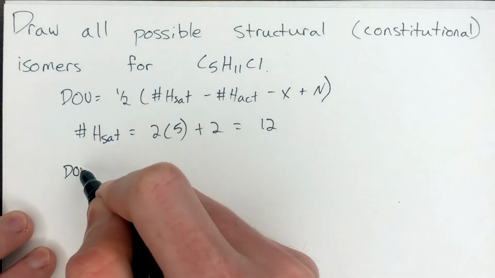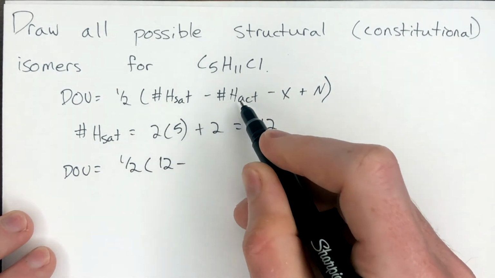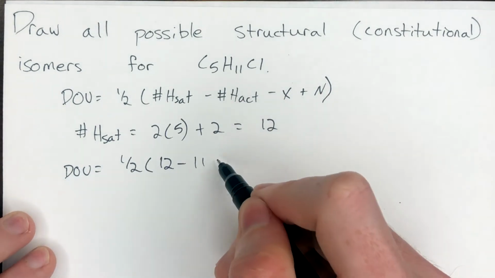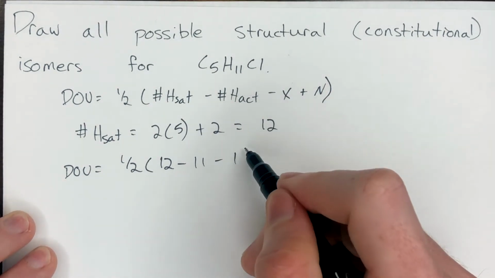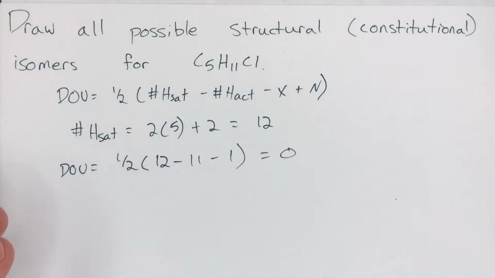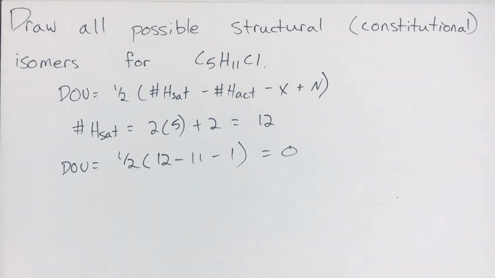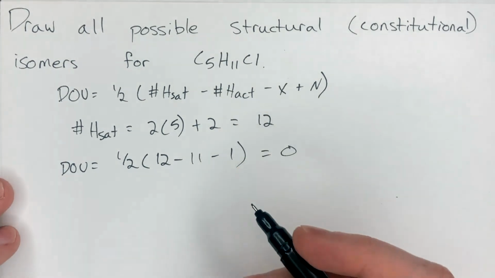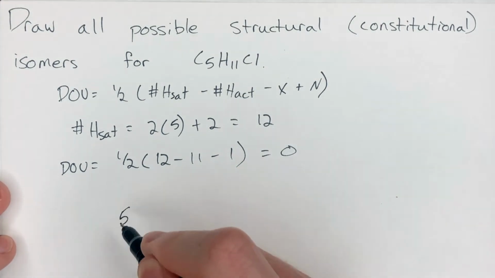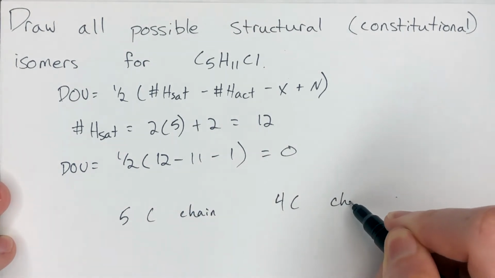So we go to the degrees of unsaturation formula and plug in what we just found. This is 12 minus 11, that's what's actually present, minus 1 because chlorine is a halogen. So 12 minus 12 is 0. Again, no degrees of unsaturation, which makes our lives a little bit easier here. We don't have to consider if there are any rings or pi bonds. So now we have to consider our chain length once again. Our chain length is no different from the last question. We can either have a 5-carbon chain, a 4-carbon chain, or a 3-carbon chain.